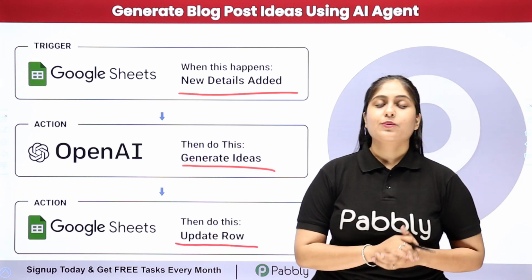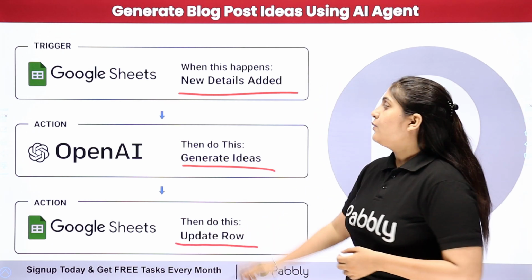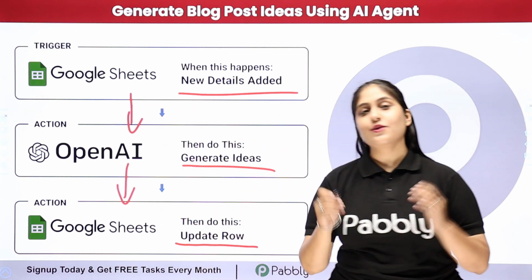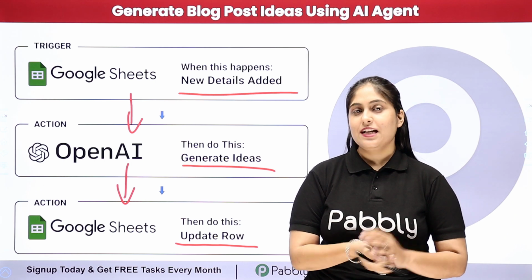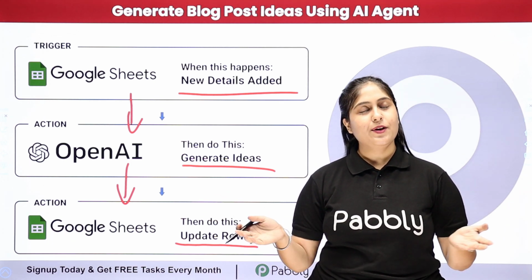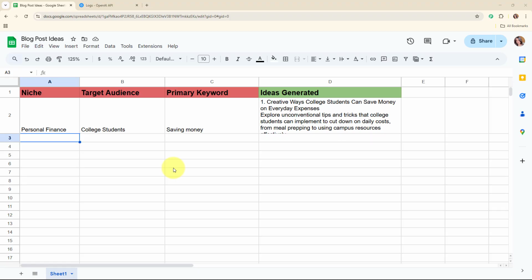So now here to automate the entire process, I need to connect my Google Sheets with OpenAI and Google Sheets using an automation software named as Pabbly Connect. So to see the working of this automation and to learn this process step by step, let me take you to my screen. Welcome to my screen.